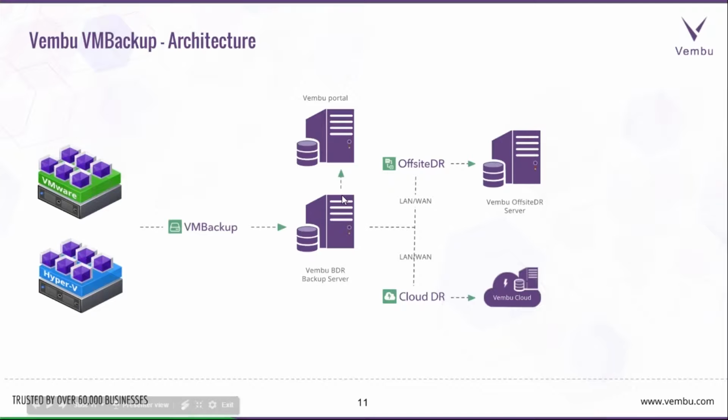So this is the architecture of Vembu VMBackup, where the Vembu BDR server is where you actually have the storage connected. The Vembu VMBackup will act as a proxy between the VMware and Hyper-V environments, where it will back up the data to the Vembu BDR backup server, and from the BDR server you have an option to replicate to an offsite data center using Vembu OffsiteDR, or alternatively you can also replicate the data to our cloud, Vembu Cloud, using CloudDR. Vembu portal is where you can manage all your billing and invoices, and the licenses required for the Vembu BDR server will be automatically supplied from your Vembu portal account.